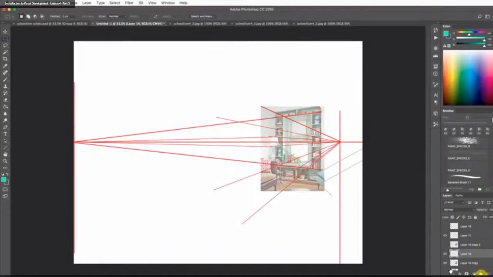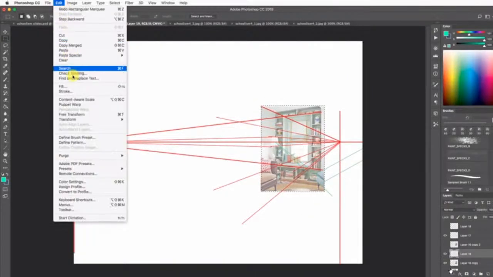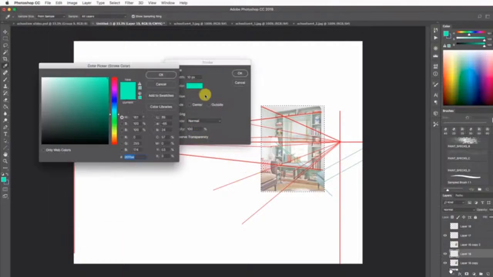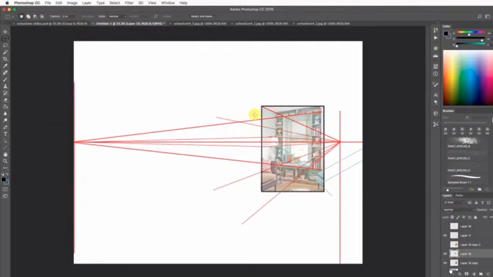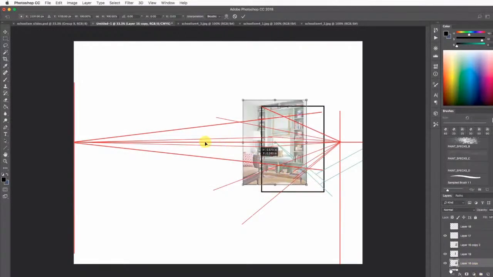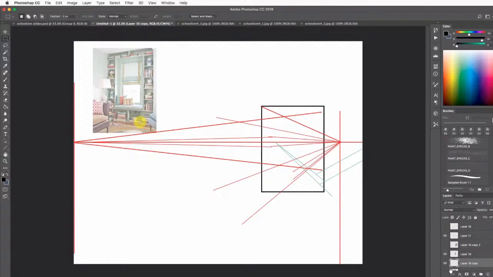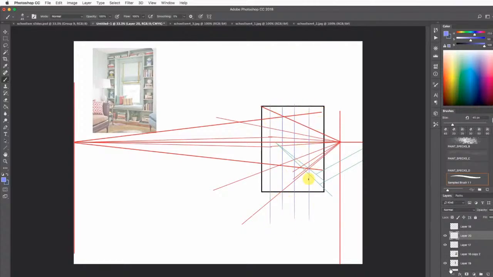So first I'm going to draw a box so I know what my image frame is going to be. Just going to stroke it with black so I can see it. And then I'm going to move the image away. So I'm just using it as reference. And now I have all these vanishing points, so I know what the perspective is going to be. I'm going to also sketch in the verticals, just because I think it helps with the sketching portion of this. I'm just going to do them evenly so I can see it.